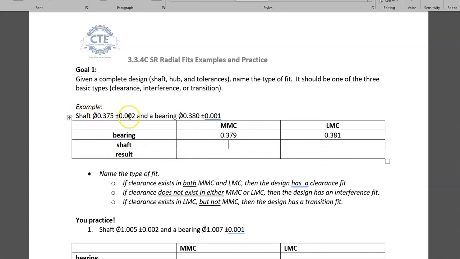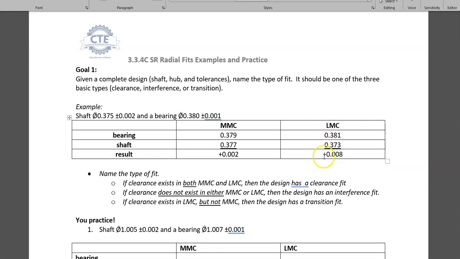Looking at my dimension of 0.375 plus or minus 0.002, I have 0.377 for the MMC, and then I have 0.373 for the LMC. Now I have these set up as underlined because in my chart I'm going to do a subtraction problem for each of these cases. If I do my subtraction, I'm going to center this as well, I end up with a positive 0.002. And for this one, I end up with a positive 0.008.